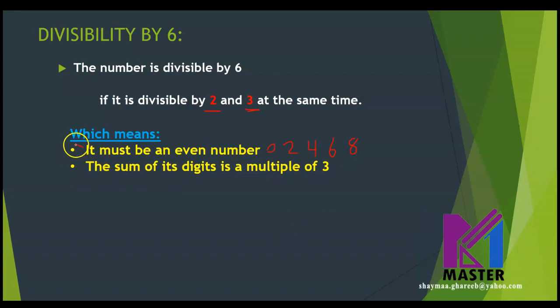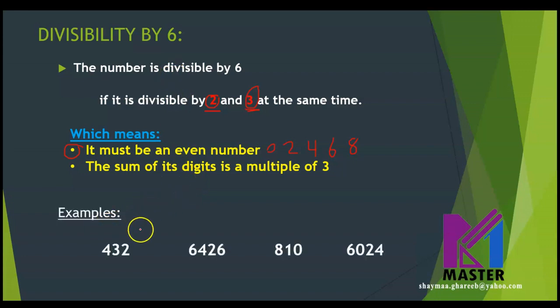So this is for divisibility by 2. And this sentence is for divisibility by 3. The test of divisibility by 3 is when the sum of the digits is a multiple of 3. Okay, so when we have these two conditions, then the number is divisible by 6. Now let's see some examples.